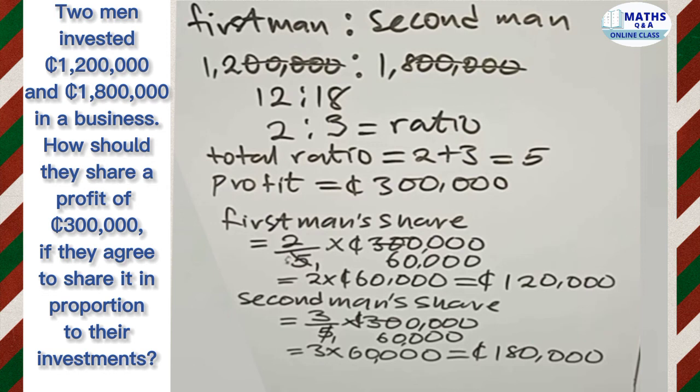The second man received a portion of the profits, which was 180,000 cedis. So that is the amount they each received as their share from the profit they made through the investment that they made.